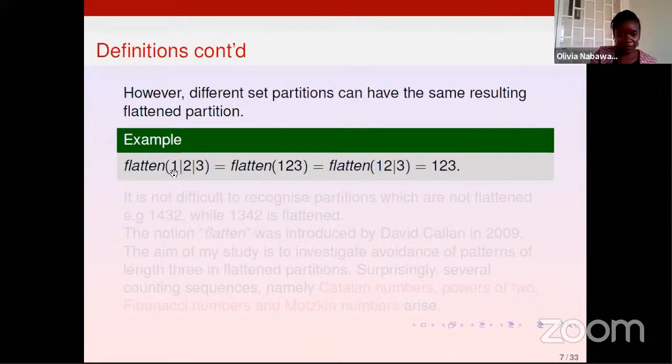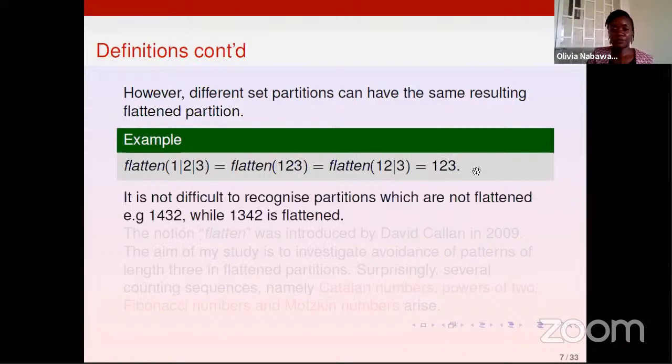For example, if you look at these partitions from a set with 3 elements, and then this partition and this one, when we want to get the resulting flattened partition, that is doing away with these vertical marks, in all these 3 cases, we are going to end up with a flattened partition 1, 2, 3.